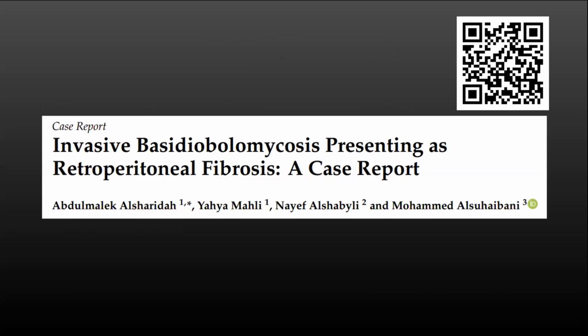This was a case report done in our hospital by Dr. Shirida, Dr. Mahalli, Dr. Shbeli, and Dr. Sahibani. You can scan the code, it will direct you there to the case report.